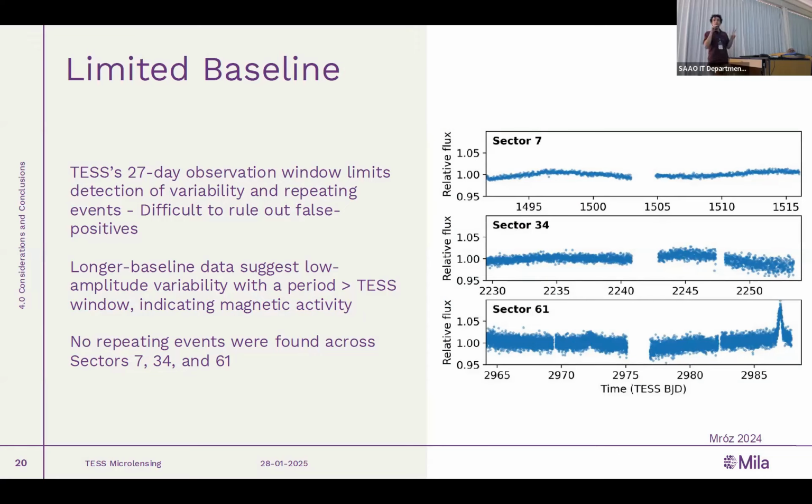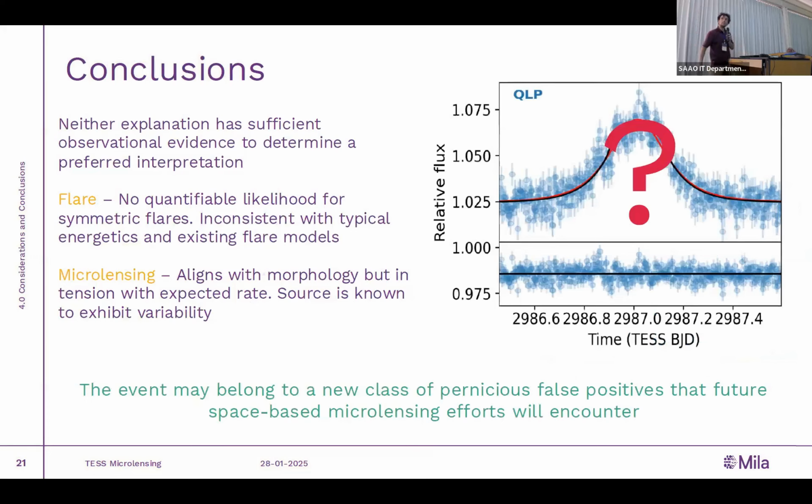With that said, we did look into other sectors in which the source is observed by TESS, and there were no repeating events. There was nothing remotely similar to this odd blip in sector 61. So the best we can say is that we couldn't come up with any explanation more likely than these, but neither explanation is likely at the level of data, at least not quantifiably.